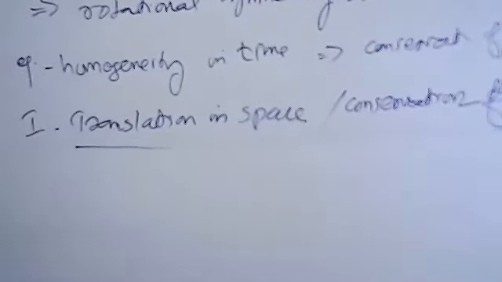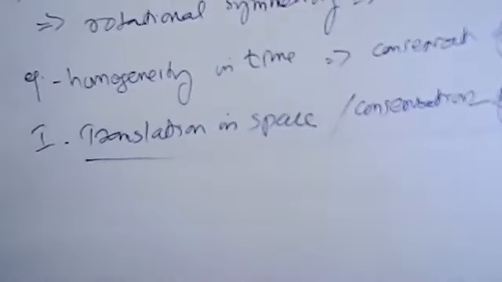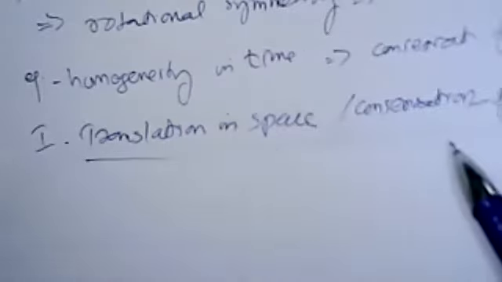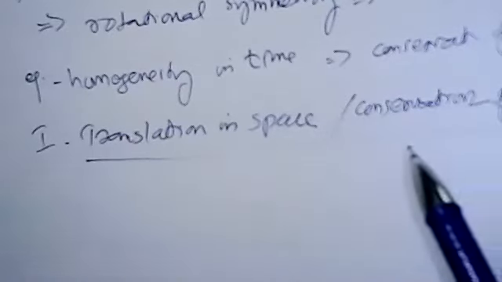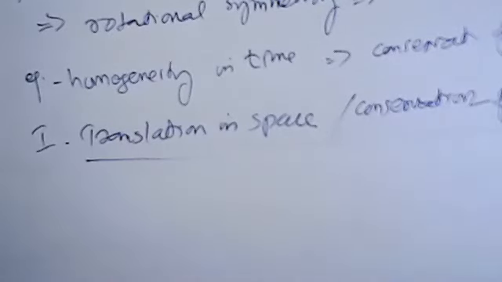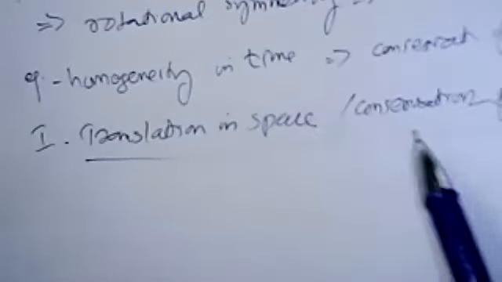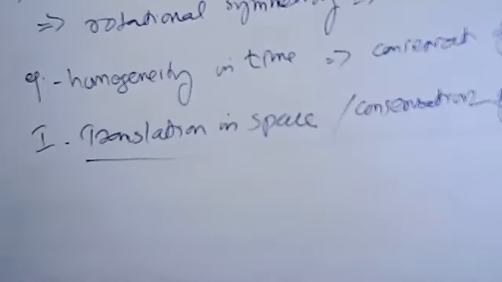We are going to prove from simple principles of quantum mechanics. We are going to show that since space is homogeneous, translation in space possesses symmetry, and therefore P will be conserved, linear momentum will be conserved.